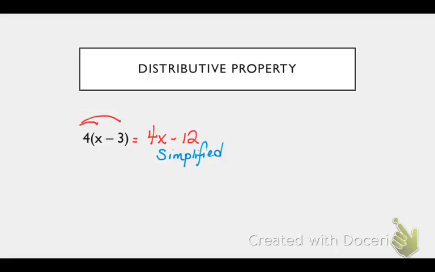And we're working on factoring. Well, this right here is actually the factored form. Factors, remember, are two or more things multiplied together. So 4 is a factor and x minus 3 is a factor. So when you're factoring out the greatest common factor, you're starting with the simplified form and you're doing the distributive property in reverse.